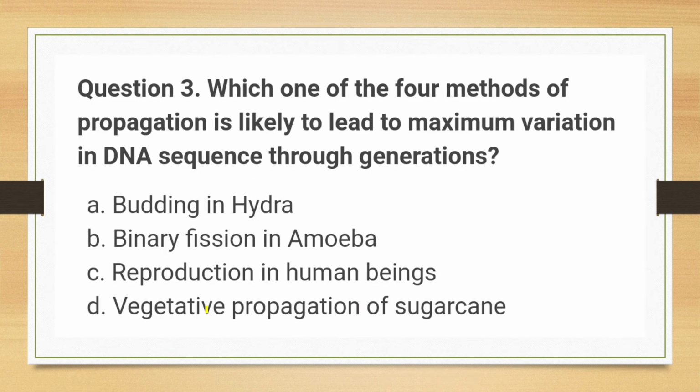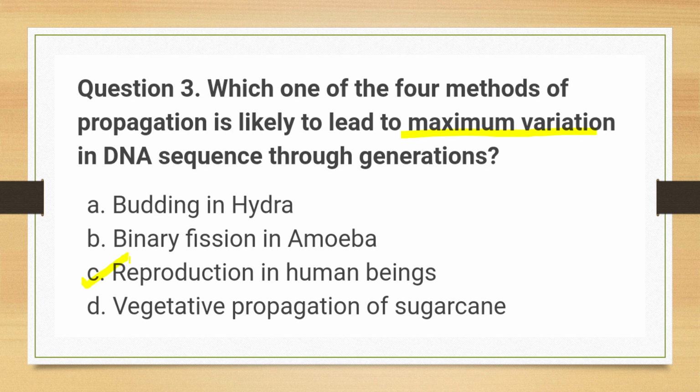Which one of the following 4 methods of propagation is likely to lead to the maximum variation? Maximum variation in DNA sequence is found in case of sexual reproduction. See here, option A, budding in yeast, binary fission in amoeba, and vegetative propagation of sugarcane. All of these are examples of asexual reproduction. Only option C, reproduction in human beings, is an example of sexual reproduction. So option C will form maximum variation, as it is an example of sexual reproduction.